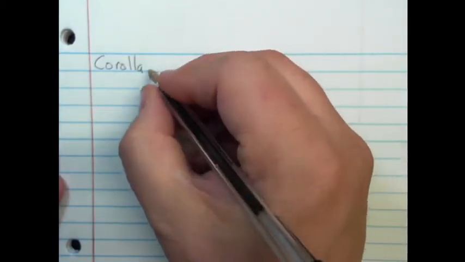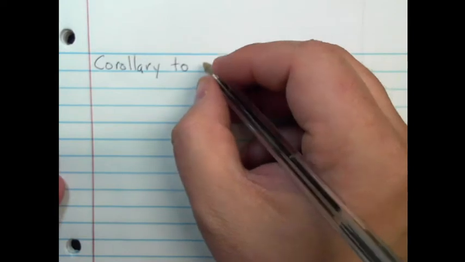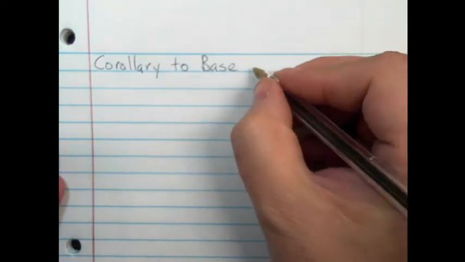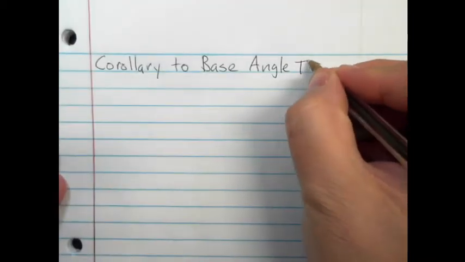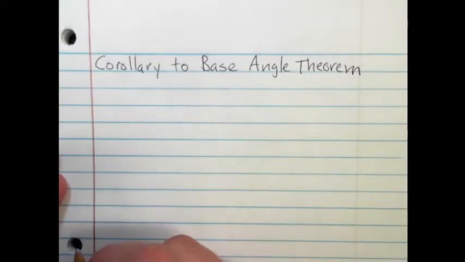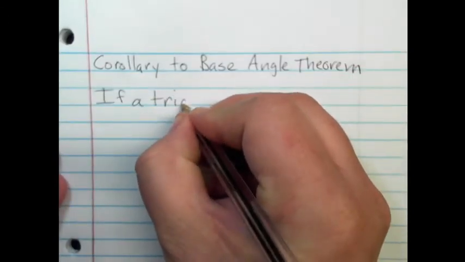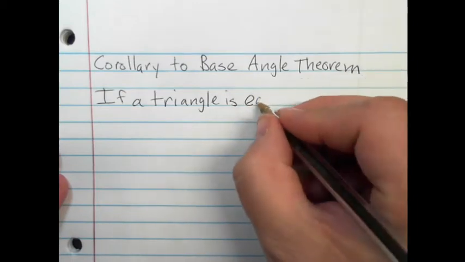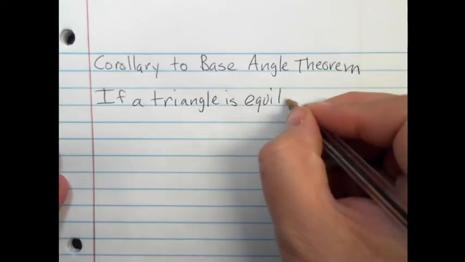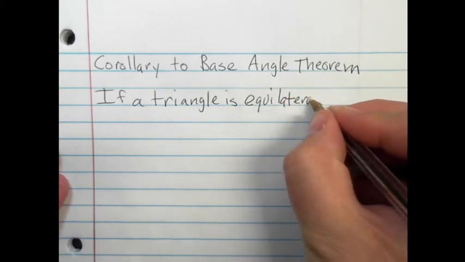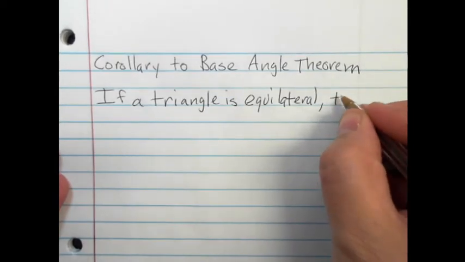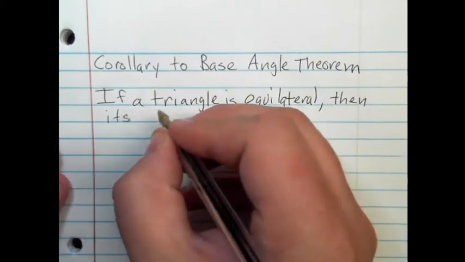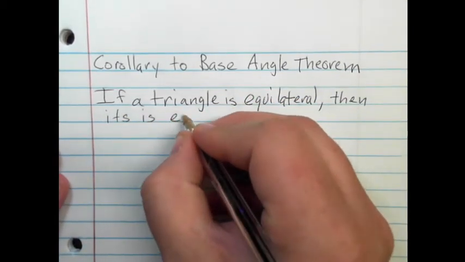So the corollary, or a corollary to the base angle theorem, is this: if a triangle is equilateral, then it is equiangular.